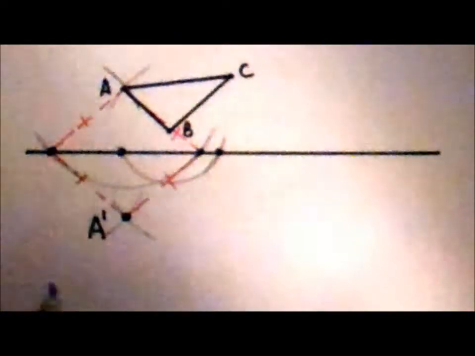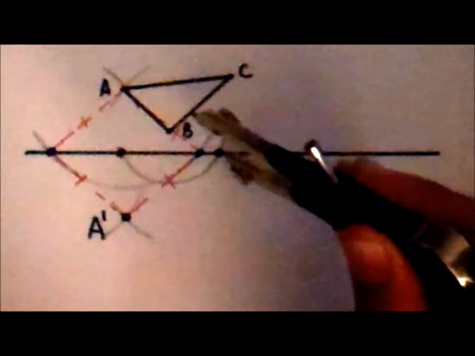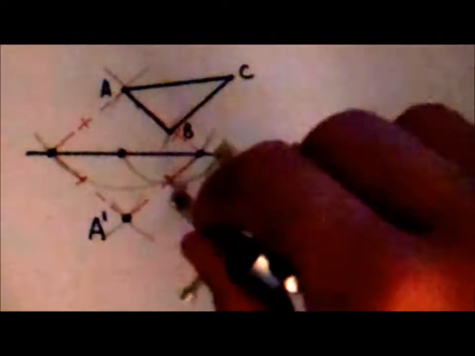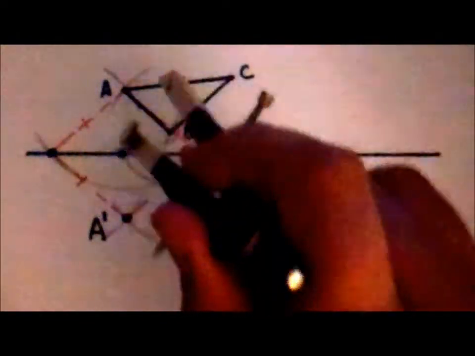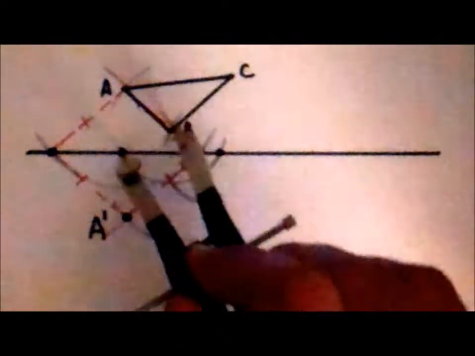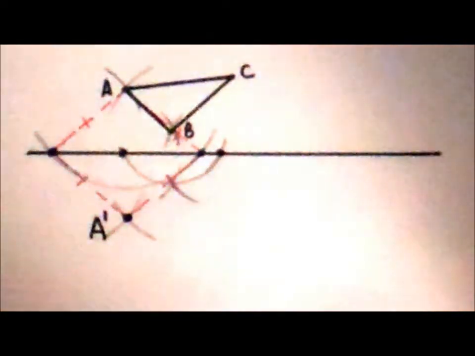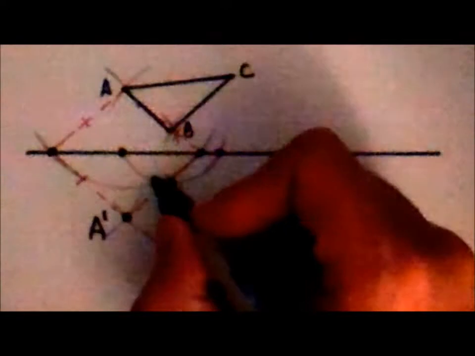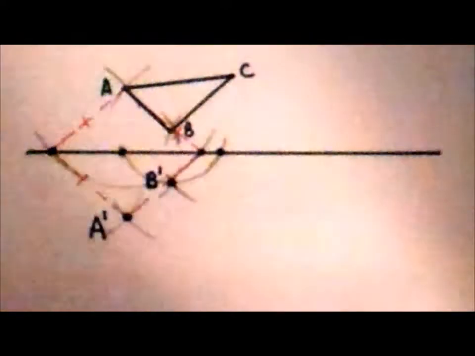Keep the same radius. Start at the point over here. It should go through point B, an arc above. Go ahead and draw an arc below. Come over to the other point. Draw the arc above. It should go right through point B. And go ahead and draw the arc below. Where those two arcs intersect, we now have B prime.